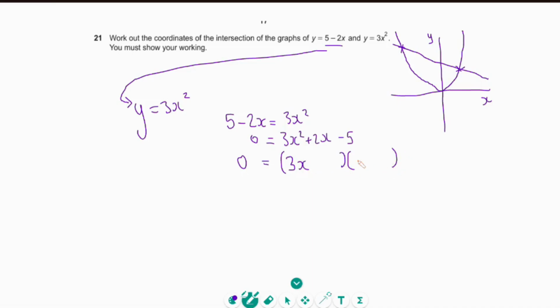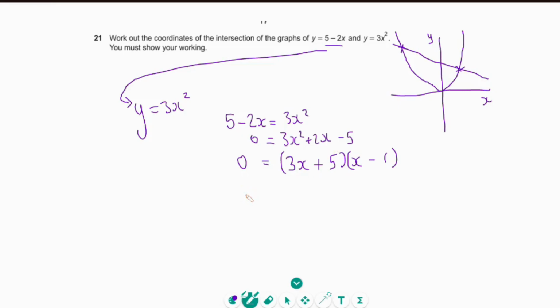So I know it's 3x and an x. I know it's a plus and a minus, but I don't know which way round it goes. I'm going to have to do some guessing here. I know it's a 1 and a 5. I'm not sure which way round it goes, but I'm thinking the 5's going to go there, the 1's going to go there. Plus 5, I think that's going to work. Let's just check. 3x squared, that will give you minus 3x. That will give you 5x. Minus 3x plus 5x is 2x. Yeah, that works.